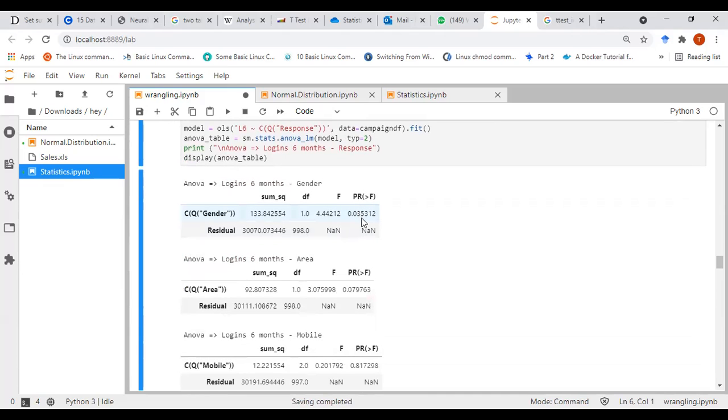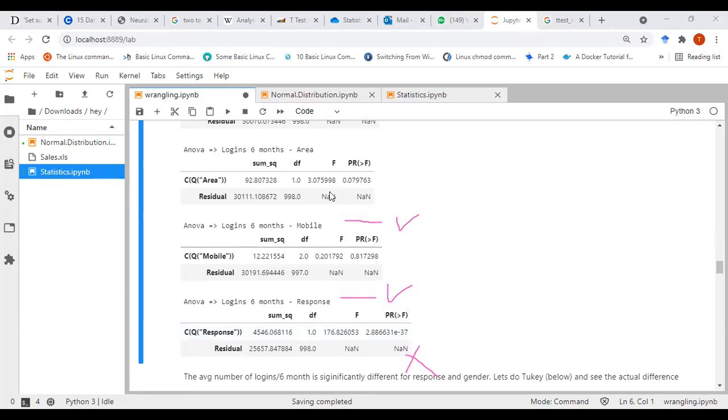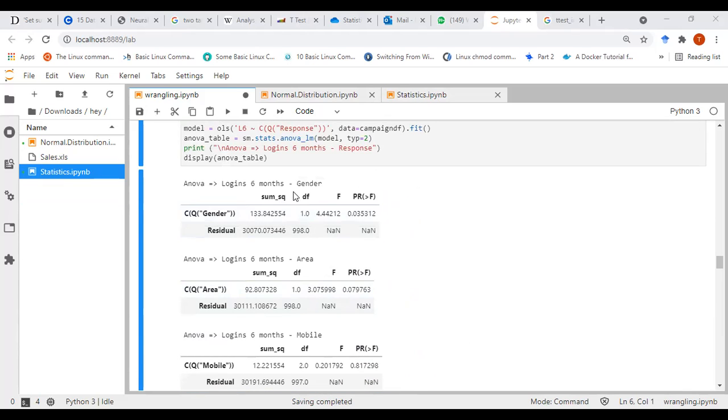Logins, oh wow. Login 6 months, I have a significant relationship with gender because this is 3.5%. This is even 10%. So this is less than 10%. This is also acceptable to me. This is acceptable. This is not acceptable because it is 81%. And again, this one is acceptable. So it means that login 6 months is related to gender and to area. So our profile is building up very rapidly.